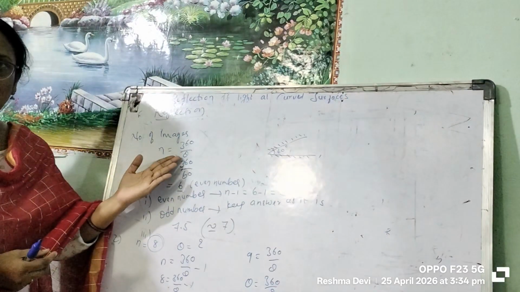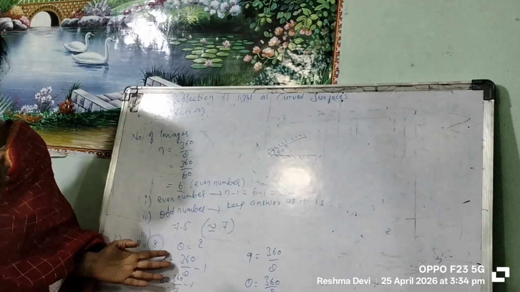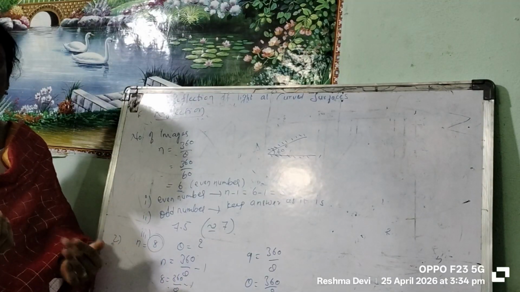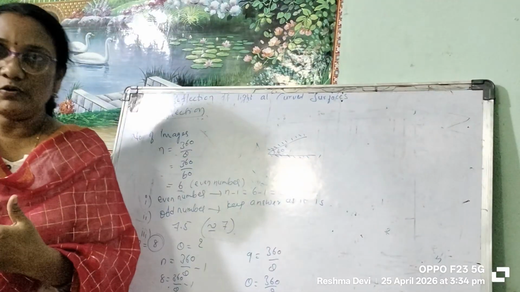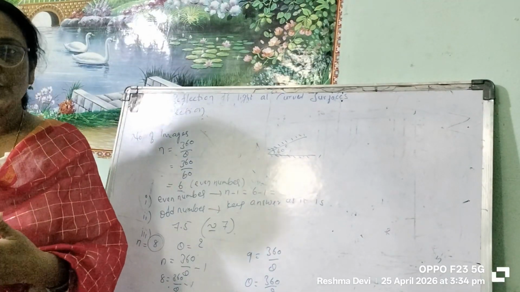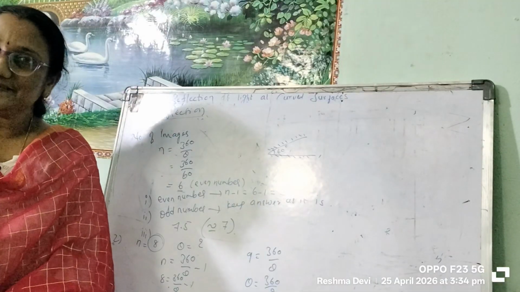You can take different angles and find the number of images, or you can take different images and find the angles, for your practice. Okay. So as you practice more, the subject will become more and more easy. Hope you understood this class.